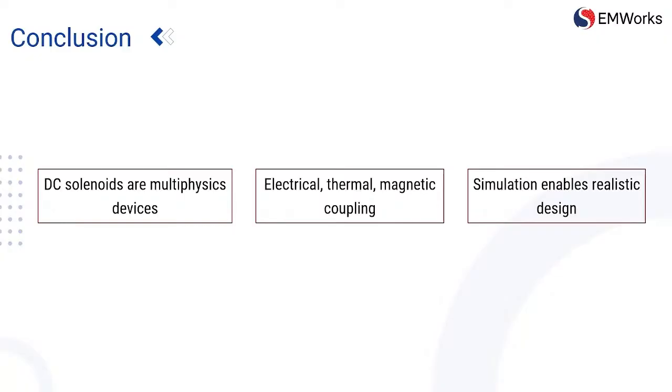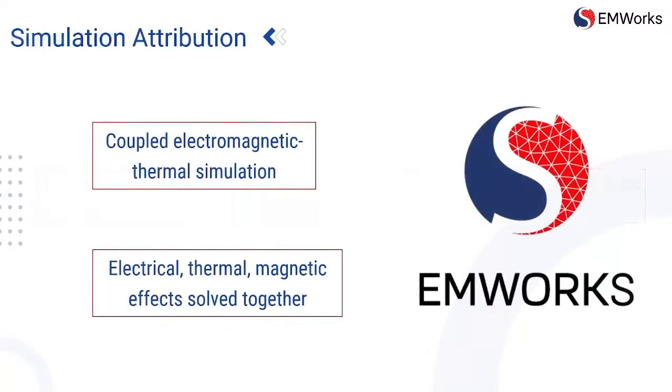To close, it's important to briefly clarify how the results shown here were obtained. All results presented here are based on coupled electromagnetic and thermal simulations. These simulations were performed using EMWorks EMAG, which solves electrical, thermal, and magnetic effects together within a consistent framework. This level of coupling is essential for analyzing voltage-driven devices such as DC solenoids.